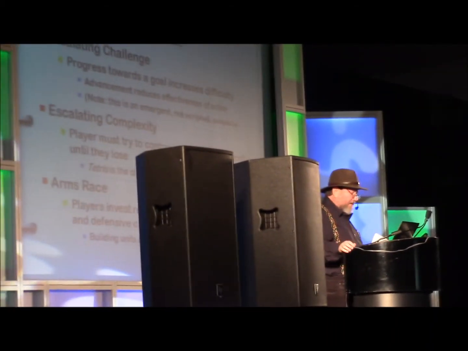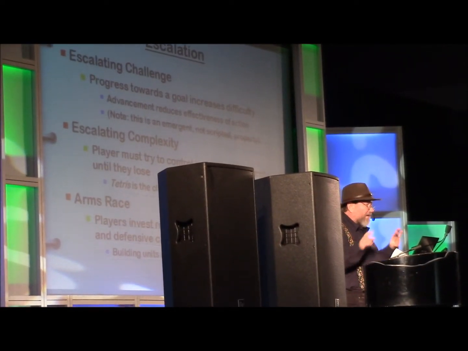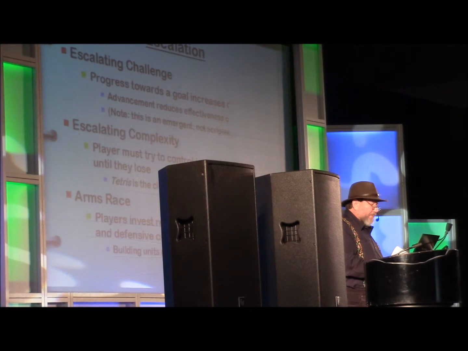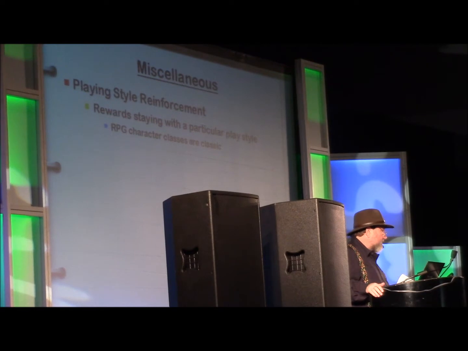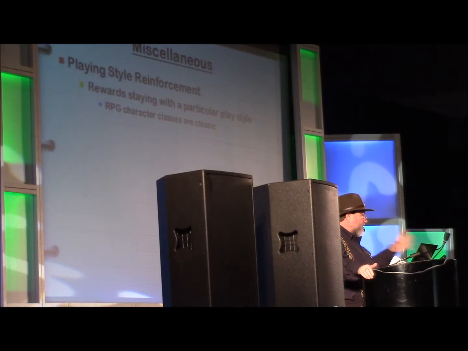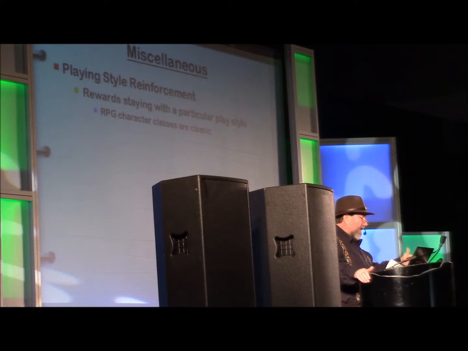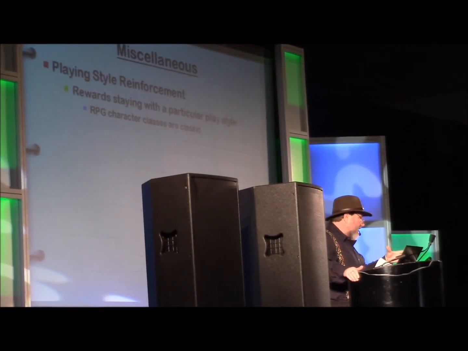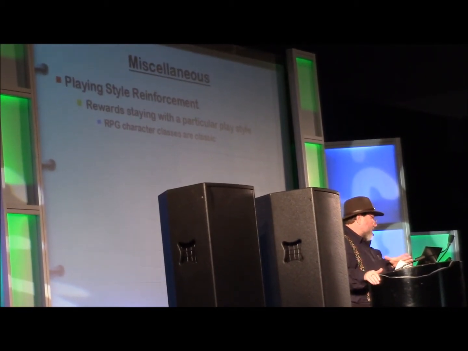Escalating complexity: things just get more and more complicated, not more difficult, but more complicated. Tetris is a good example. And an arms race, where you're trying to build stuff as fast as possible against other people. And then there's a miscellaneous collection. Playing style reinforcement. RPG character classes are a good example of this. Essentially, if you choose to be a mage, and you play like a mage is supposed to play, your playing style will be reinforced and you will do well. However, if you start playing a mage as if they're a warrior, that behavior is not reinforced.